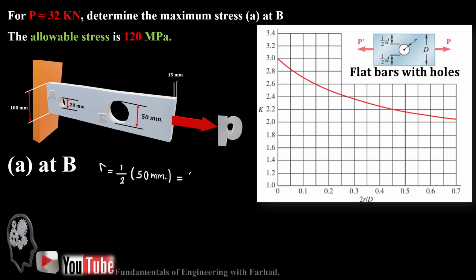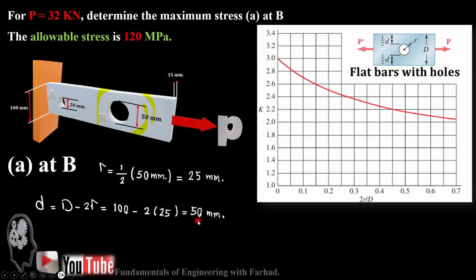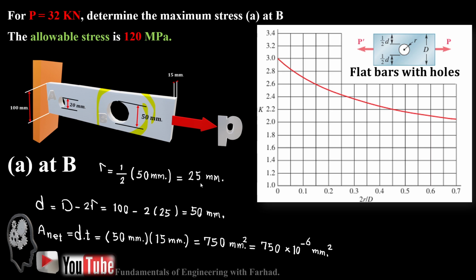Likewise, at B, we have to calculate. This time we are talking about the larger hole. Radius is equal to half of 50, that's 25 millimeters. Small d is equal to the width of the plate minus 2r, which is 50 millimeters. Net area is small d times the thickness of the plate. Thickness remains the same, and this time it's 750 square millimeters, and convert it to meters to get the numeric value. Again, 2r over D is equal to 50 over 100, and that's 0.5 this time.